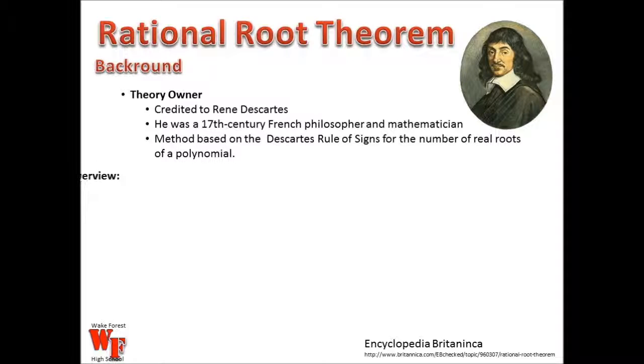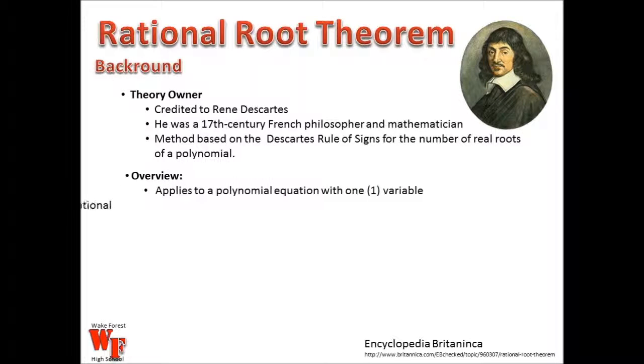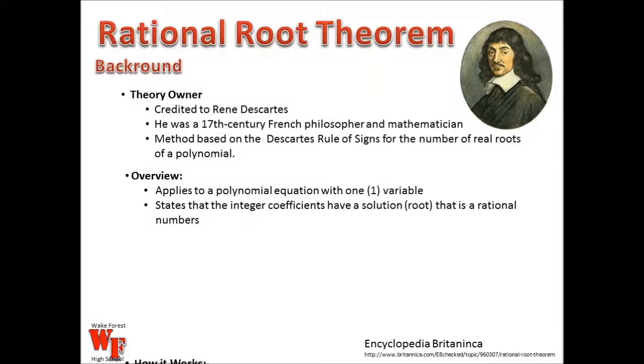The rational root theorem was founded by a 17th century philosopher, René Descartes. It's based on his Descartes' rule of signs. It applies to a polynomial equation with one variable. The leading coefficient must be divisible by the denominator of the fraction, and the constant term must be divisible by the numerator.